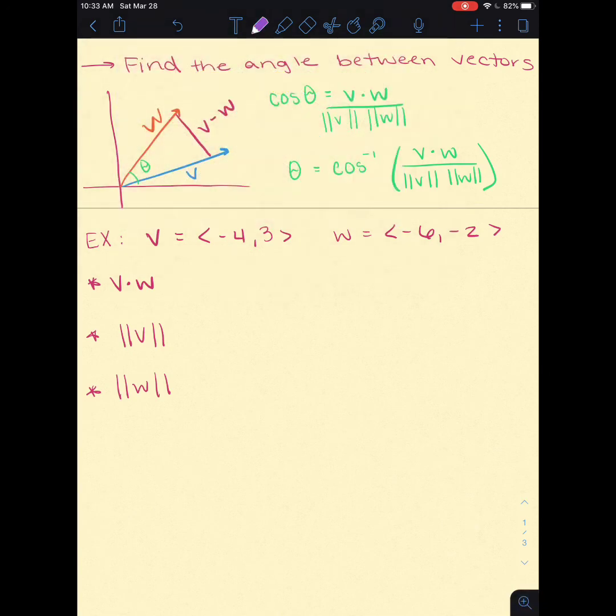The dot product of v times w is going to create 24 minus 6, and that's going to be equal to, not negative, excuse me, that would be positive 18.